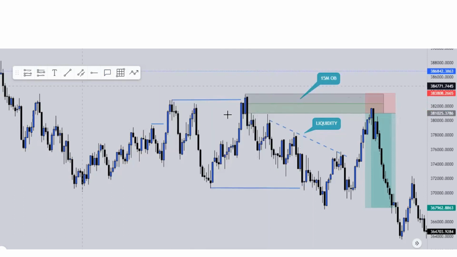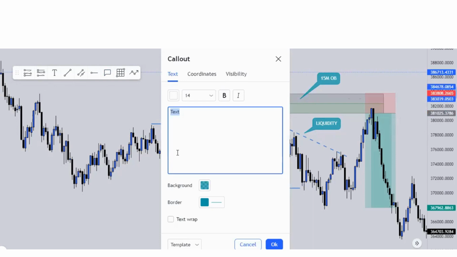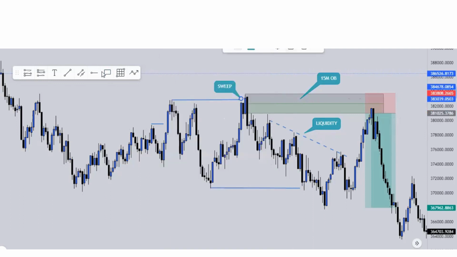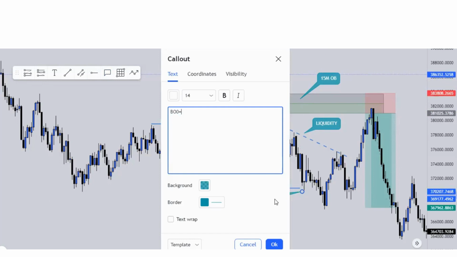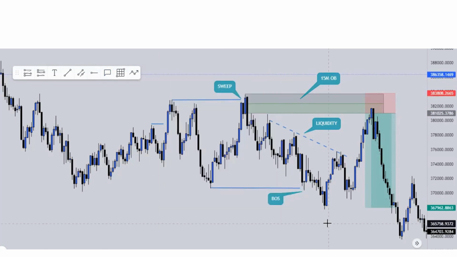Okay, then this here, let me label everything so you see why I wrote anything that I wrote here. This is our sweep. It's our sweep because it swept the previous highs. Very, very important, because that's what I'm even looking out for before I see any setup. Then this is our break of structure, BOS. Break of structure right there.